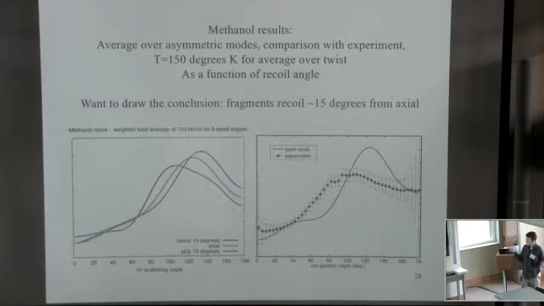the final prediction. Now I can vary the recoil angle, so this plot shows axial recoil. When I vary the recoil angle, I do see some substantial changes, and arguably this red line is closer to the experiment. So we'd like to draw the conclusion that the recoil is indeed 15 degrees from axial. And to corroborate this, you just need to take a gradient of the potential energy surface.